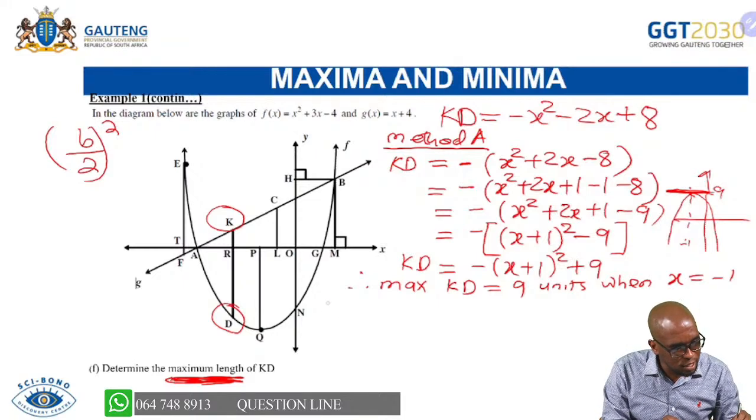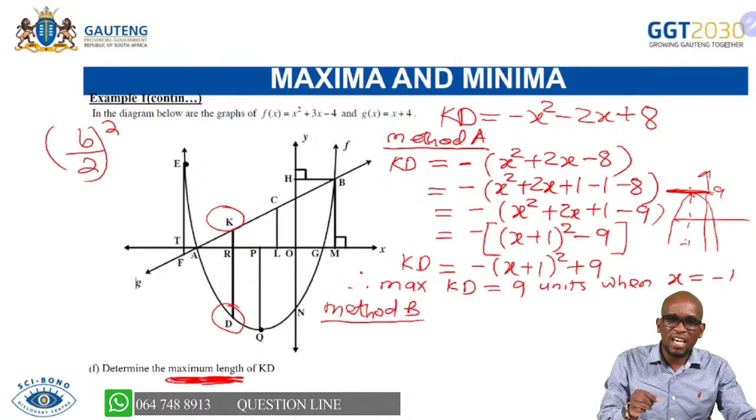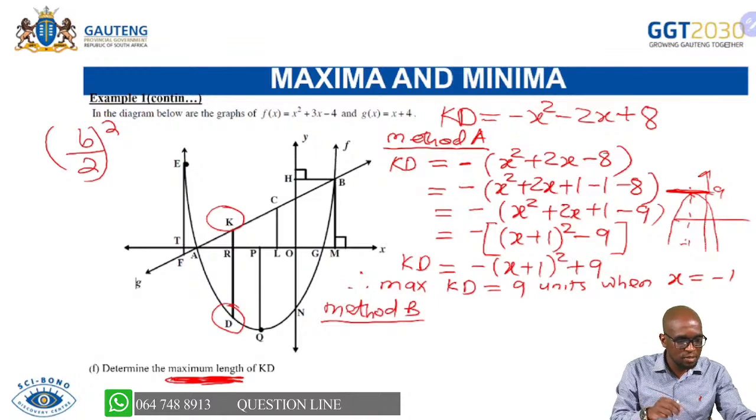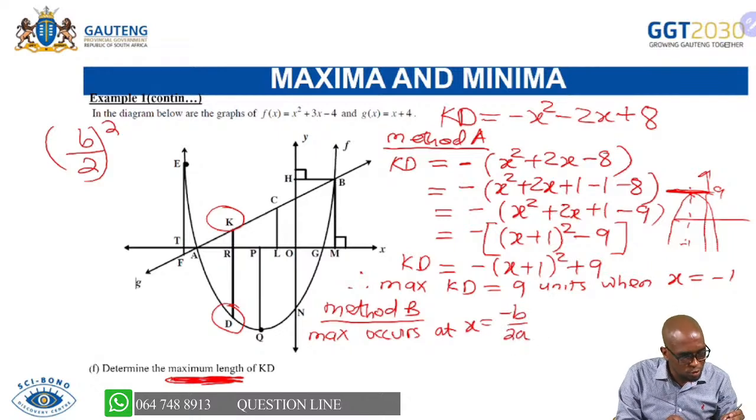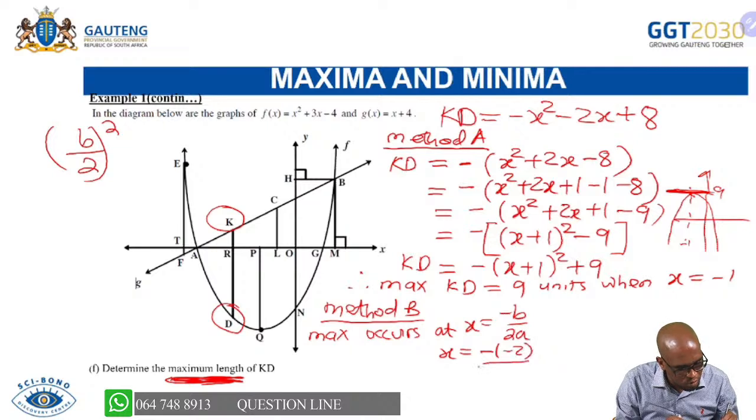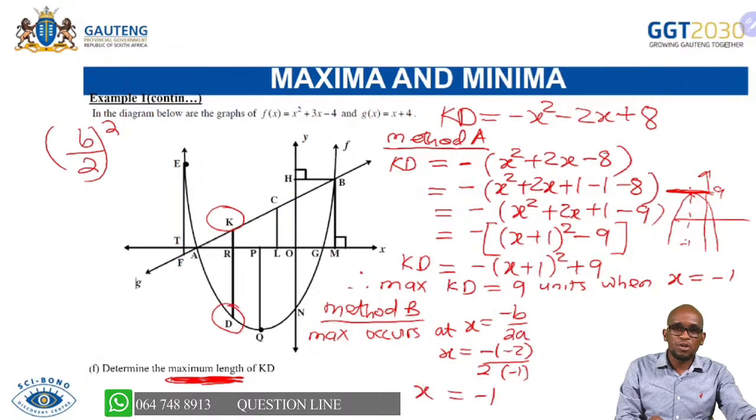The second method that you can use, I'll just squeeze this in, method B. You can find the x value at which the maximum occurs. The maximum occurs at x is equal to minus b over 2a. So we're going to substitute: negative b is given by negative 2 over 2, a is minus 1. So x would be equal to negative 1. So now we've determined the value of x at which the maximum occurs.